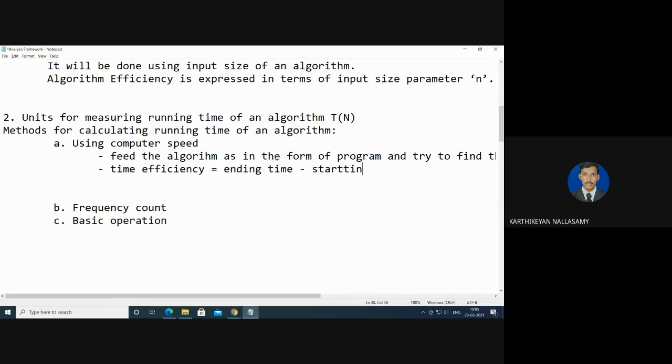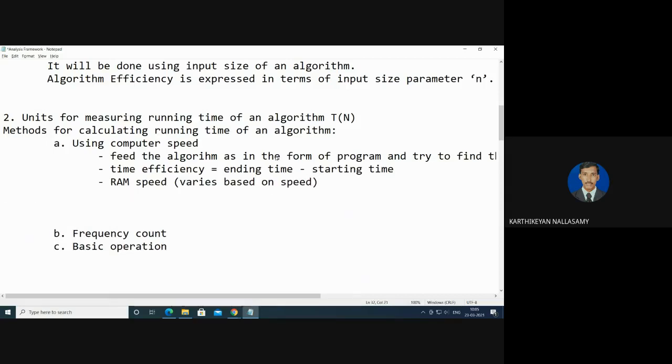Whenever we evaluate an algorithm this way, we have to calculate the difference between the ending time and the starting time to get the time efficiency. Normally this method depends on RAM speed. If the RAM speed differs, the time efficiency of this method will definitely vary, so it varies based on speed. But whenever we go into analysis, it should be a constant matter, so this will not be considered a correct method for calculation of the efficiency.